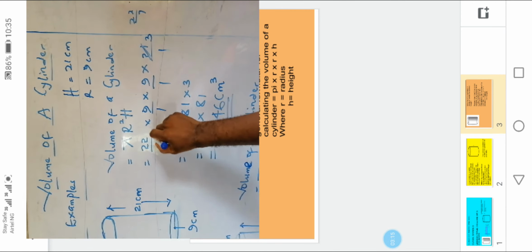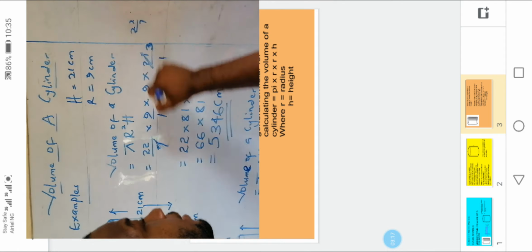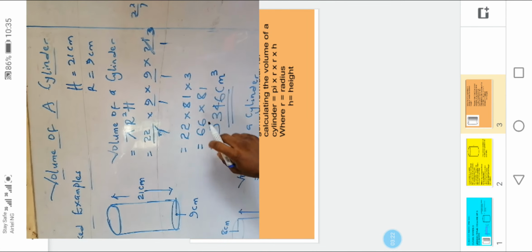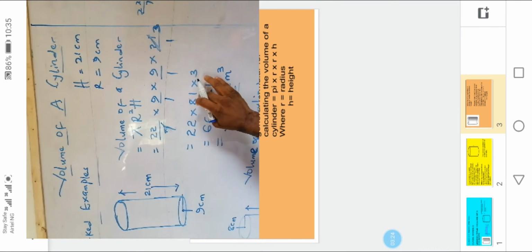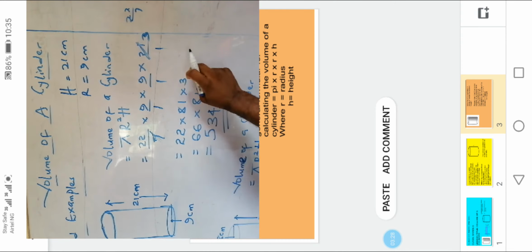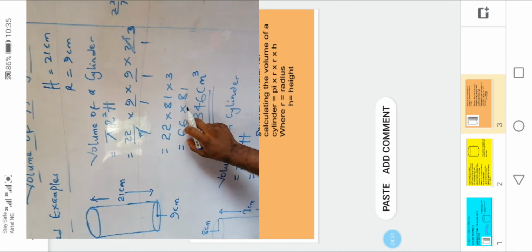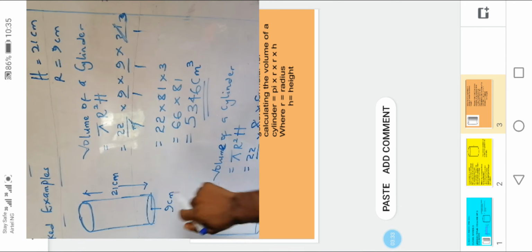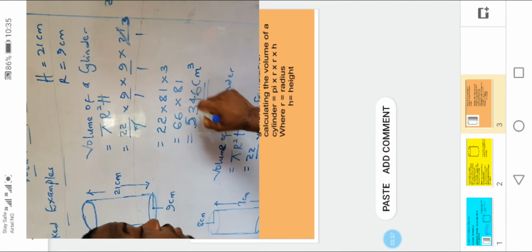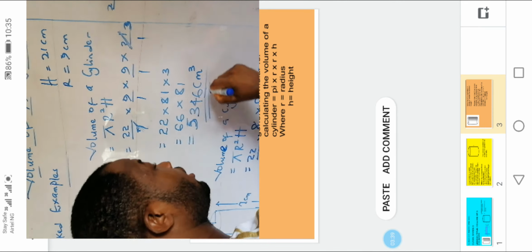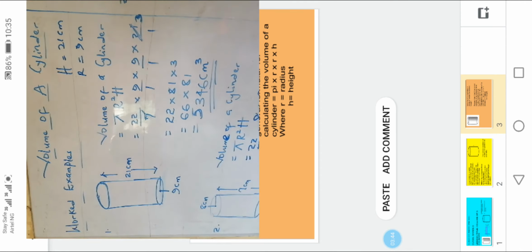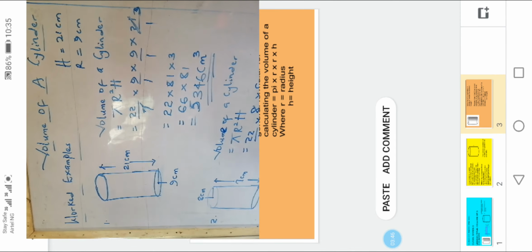So we'll say 7 here 1, 7 here 3. Then we'll say 22 multiplied by 9 times 9, 81, multiplied by 3. So that equals 22 multiplied by 3, that is 66. Then 66 multiplied by 81 gives us 5,346 centimeter cube. You have to cube it because you are calculating volume. I hope that is clear.